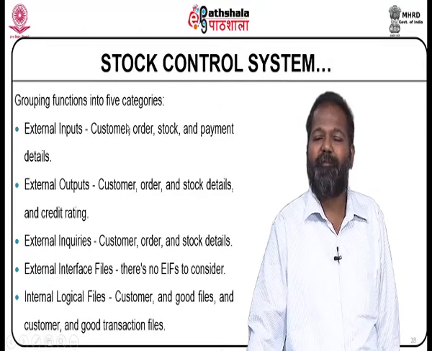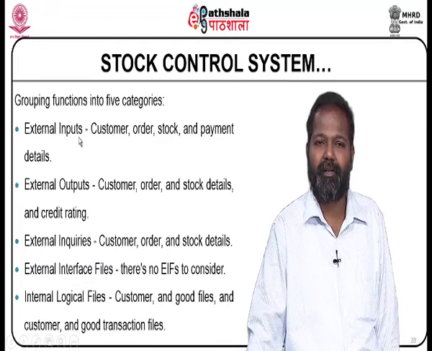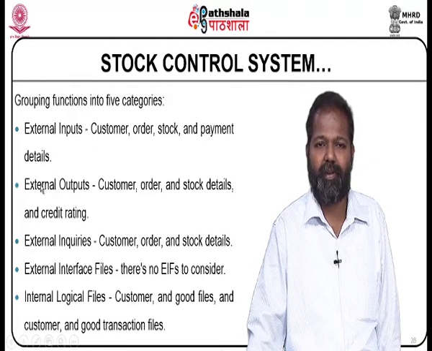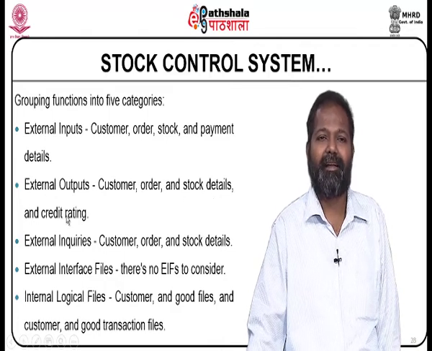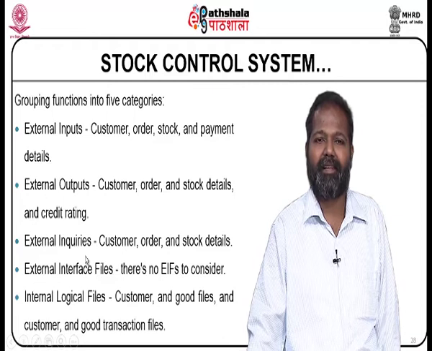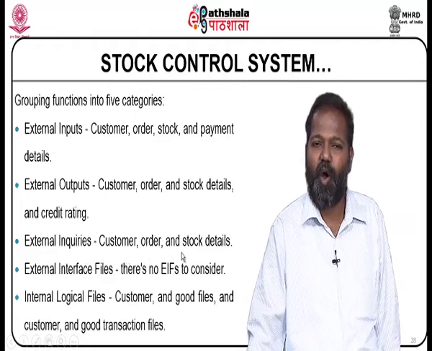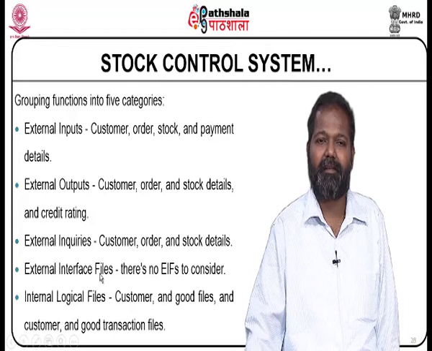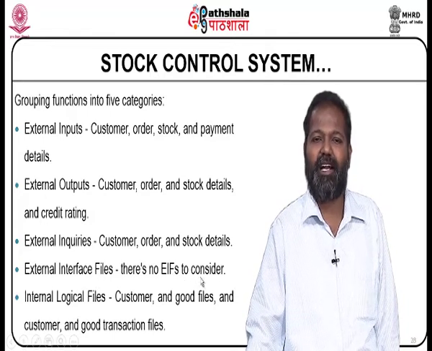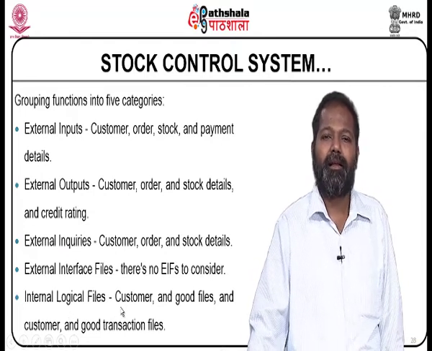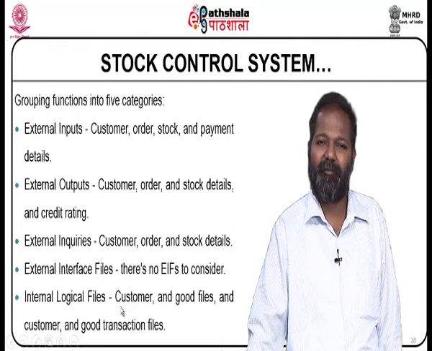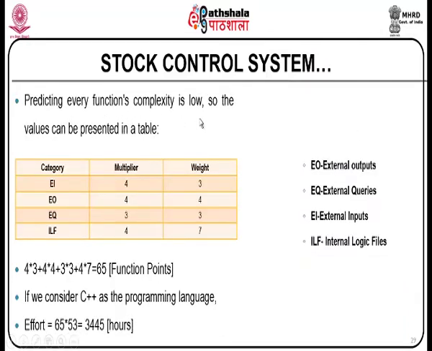Grouping functions into 5 categories: external inputs: customer, order, stock, and payment details. External outputs: customer, order, and stock details, and credit rating. External inquiries: customer, order, and stock details. External interface files: there are no external interface files to consider. Internal logic files: customer and goods file, and customer and goods transaction files. Predicting every function's complexity as low, the values can be presented in a table.